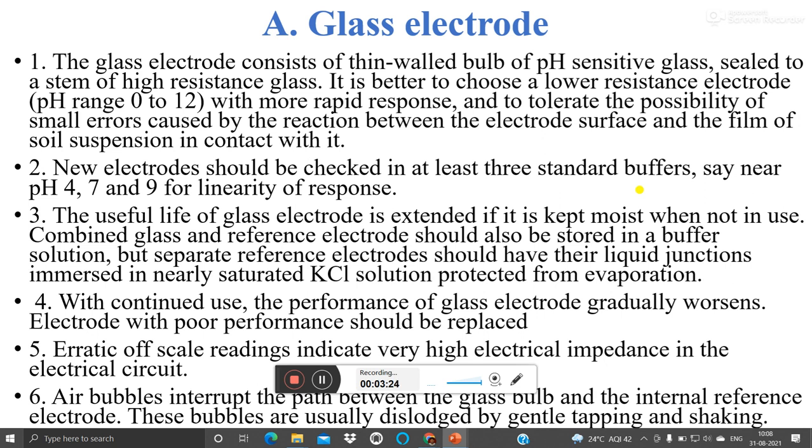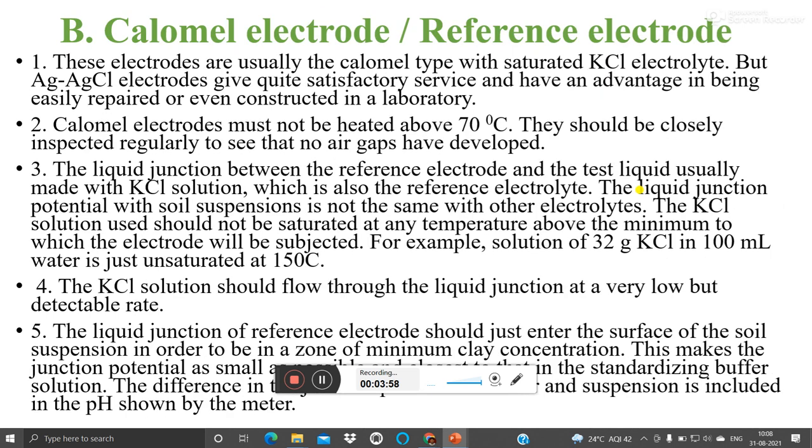With continued use, the performance of a glass electrode gradually worsens. An electrode with poor performance should be replaced. Erratic scale reading indicates very high electrical impedance in the electrical circuit, and air bubbles interrupt the path between the glass bulb and the internal surface electrode. These bubbles are usually dislodged by gentle tapping and shaking. So if we want to remove these air bubbles, we have to gently tap or shake that particular glass electrode.